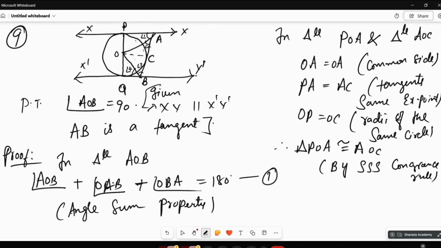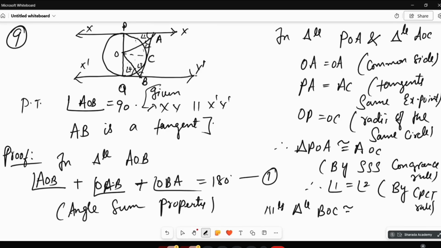Once they are congruent by CPCT, I can say the corresponding angles are equal. So 1 and 2 equal. To write easily, I have written 1, 2, 3, 4 angles. So therefore, angle 1 is equal to angle 2 by CPCT rule. Similarly, I can write the same thing. OB is the common side, BC is equal to QB by tangents from the same external point, and OQ is equal to OC, radii of the same circle. Same way we can do. Just write similarly, triangle BOC is congruent to triangle BOQ. Same thing, therefore, angle 3 is equal to angle 4. This is the second equation. This is the third equation.